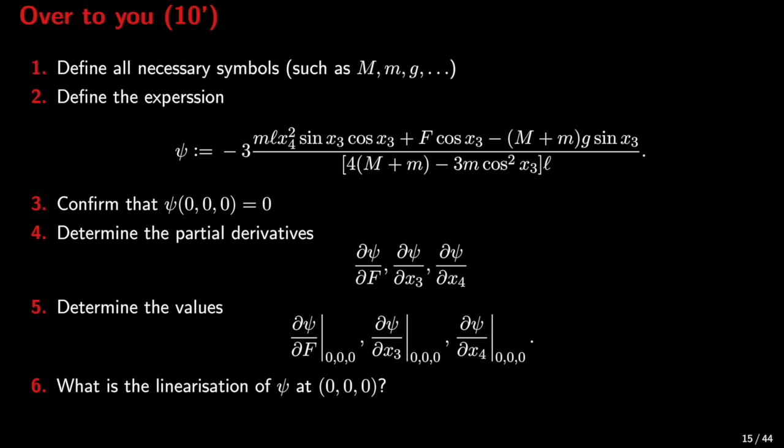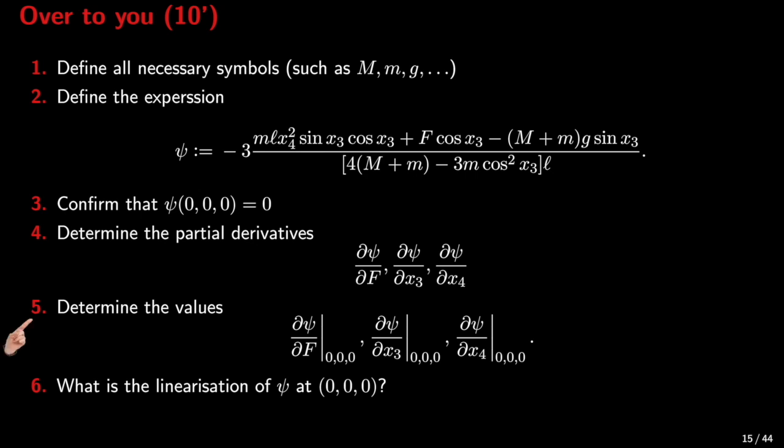To confirm that psi at 0 is indeed 0 is to confirm that this point is an equilibrium point. Next, I want you to determine the partial derivatives of psi with respect to f, x3 and x4. To do this, you have to use diff as we discussed before.